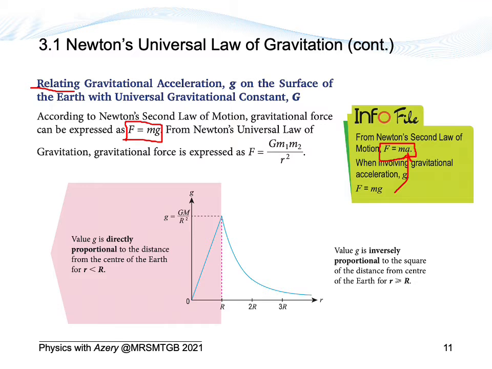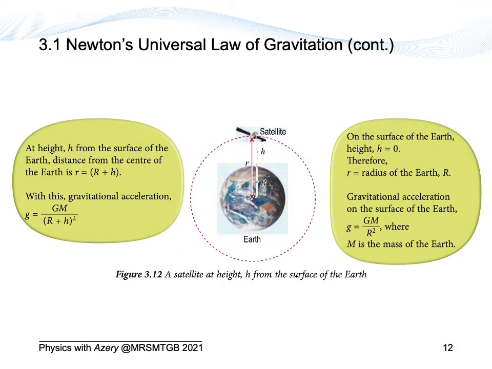So does it make any difference when an object is on the surface of the Earth or when it is floating somewhere in the orbit? Let's see on the next slide. Okay, if you can see the picture here, it shows that the satellite is floating, it's not staying on the surface of the Earth. So you can see that the distance between the satellite and the center of the Earth is small r, and this small r consists of the radius of the Earth and also the height of the satellite from the surface of the Earth.